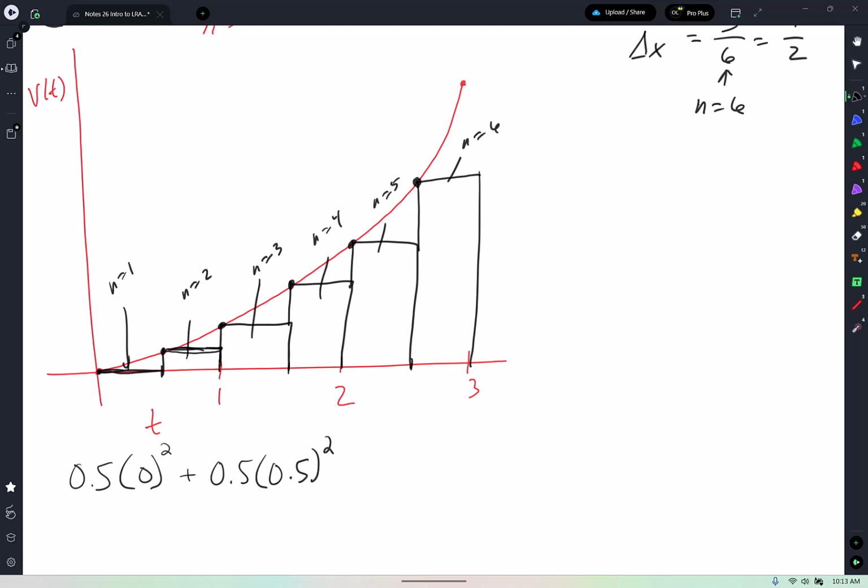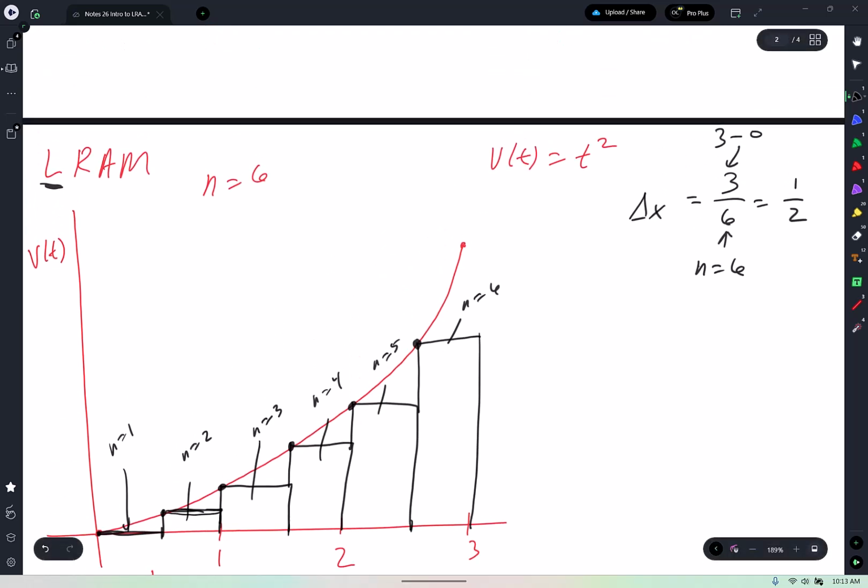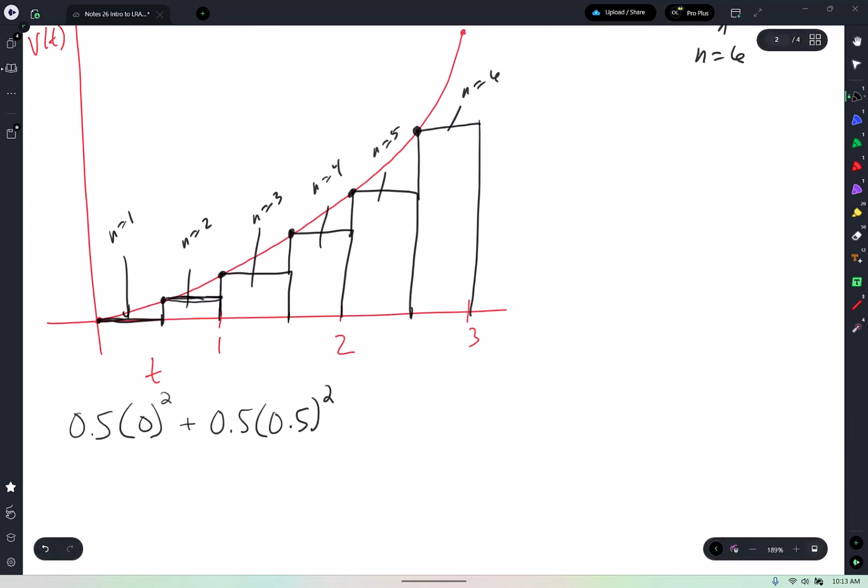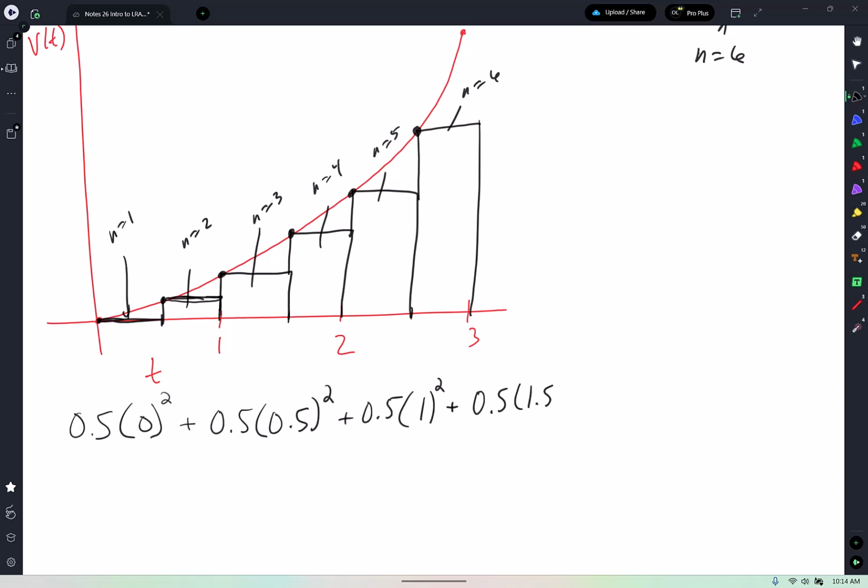Is anyone confused how I got the 0.5 squared, guys? The equation of that model of that curve is t squared. So if I want the height, I put the x value in there and I square it. My third rectangle, the width, all the widths for all of them are 0.5. What's the height? 1 squared. Width for this one is 0.5 again. And 1.5 squared.